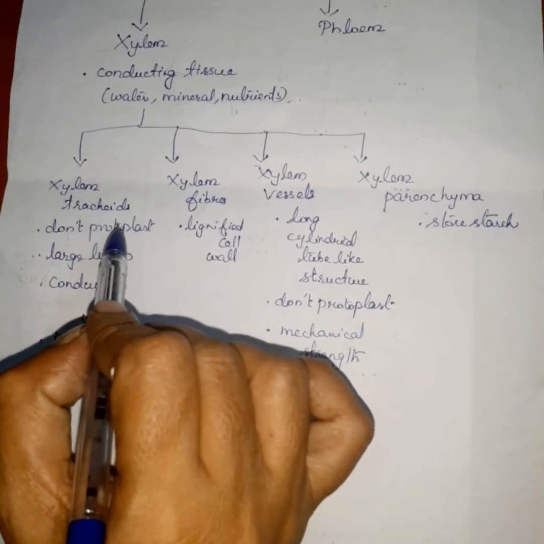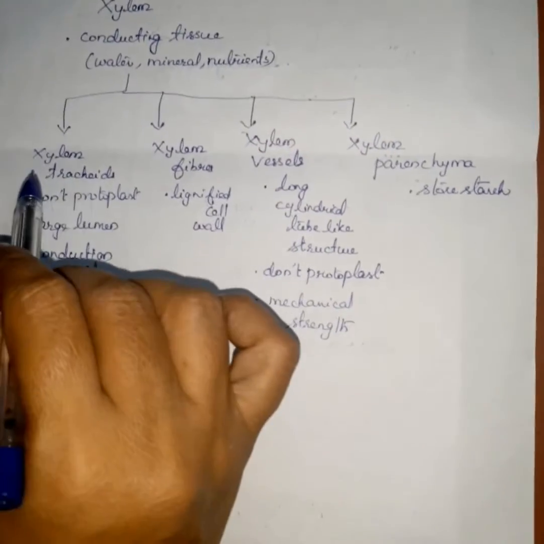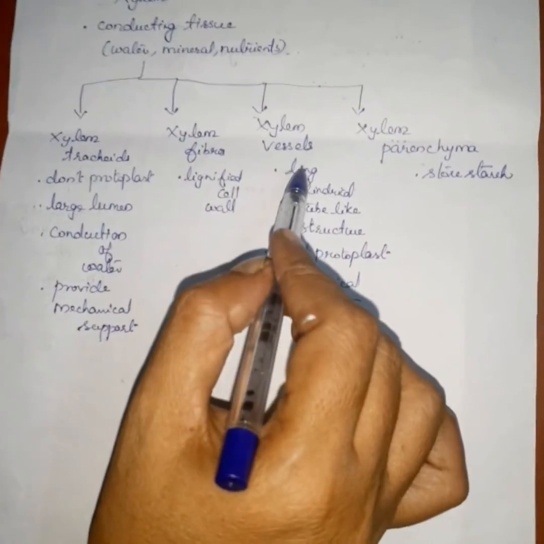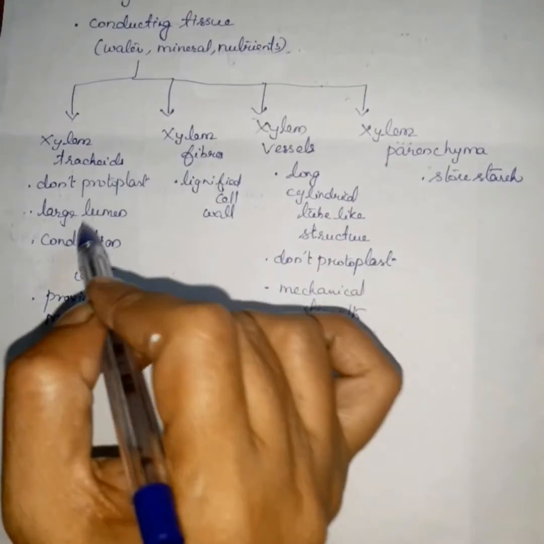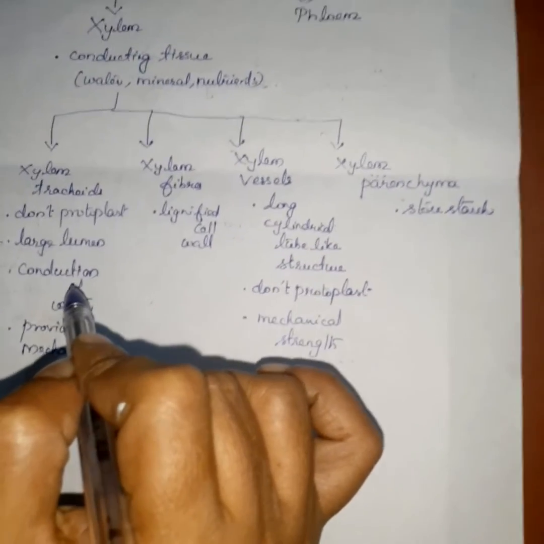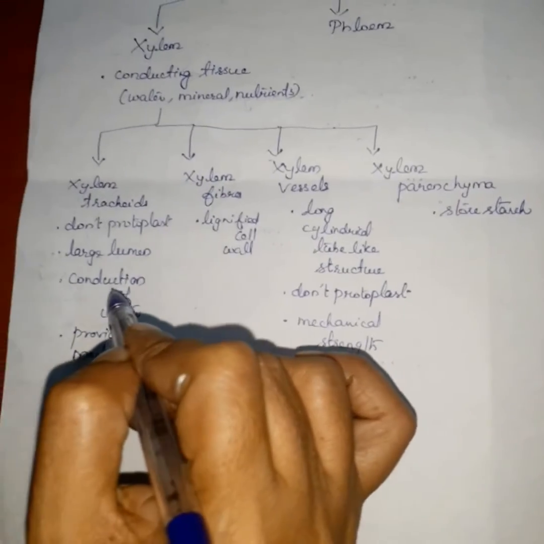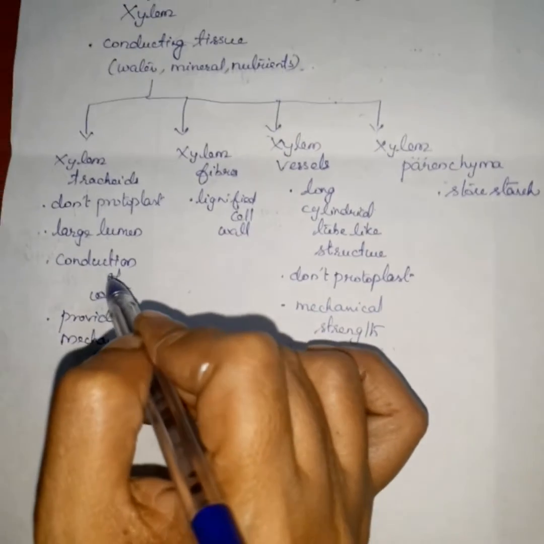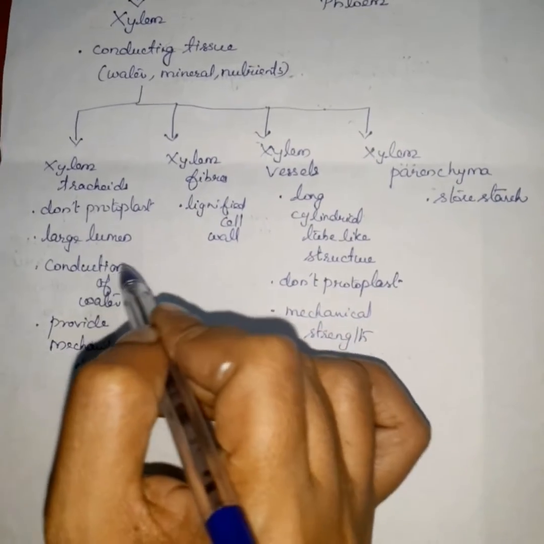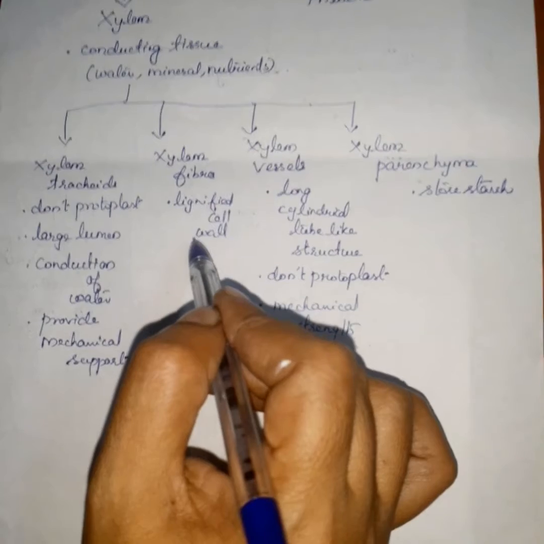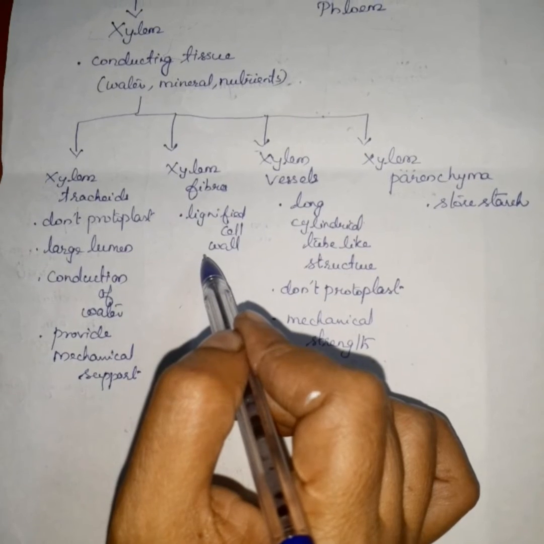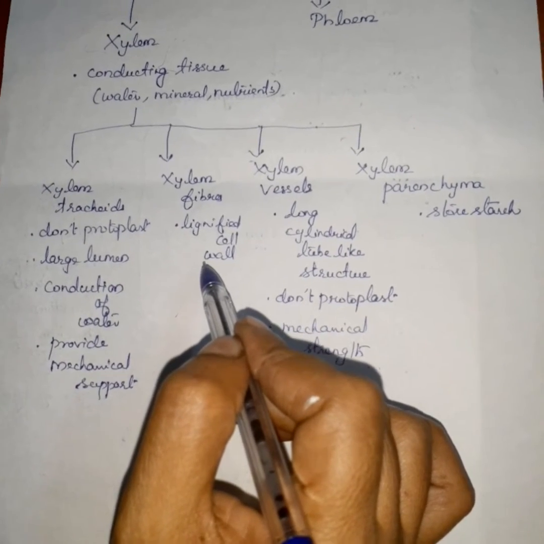Xylem tracheids, xylem fibers, xylem vessels, xylem parenchyma. Here tracheids do not have protoplast and they are dead cells. What's the function here? The conduction of water, and it provides mechanical support to the plants. Okay, and xylem fiber, what type of cell is it? It is a lignified cell and it also provides mechanical support to the plant.